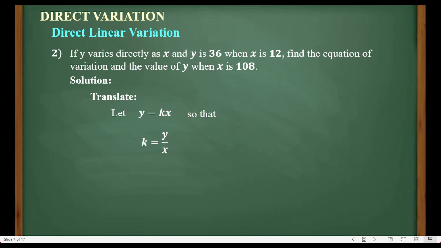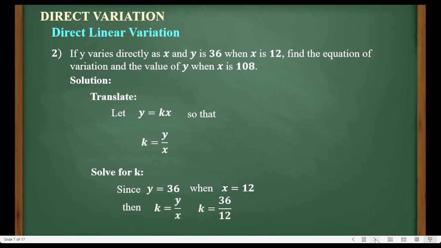And to solve for the value of k, we use the initial values of x and y, and that is 36 for y, and for the value of x, it's 12. So these two values are to be plugged into this equation in order to find the value of k. And that would be k is equal to 36 over 12, or k equals 3.